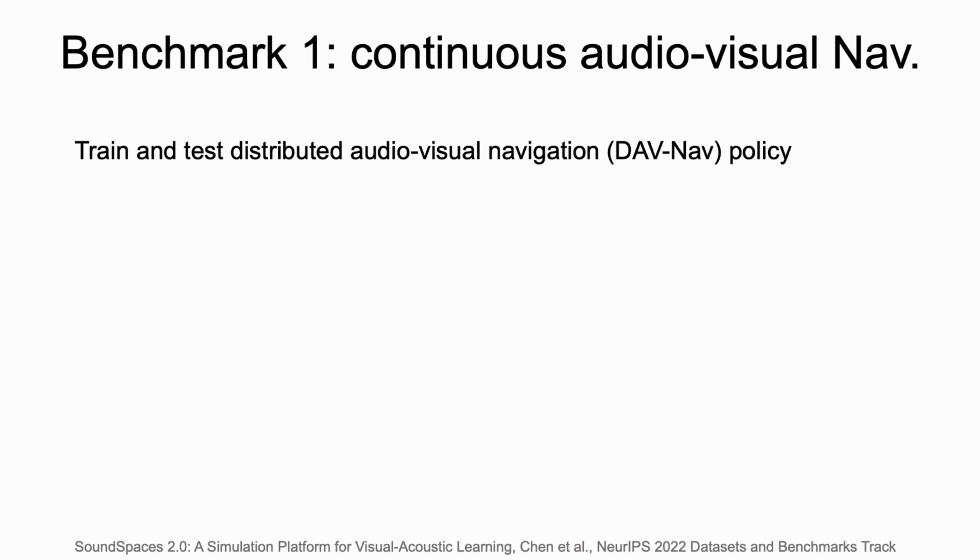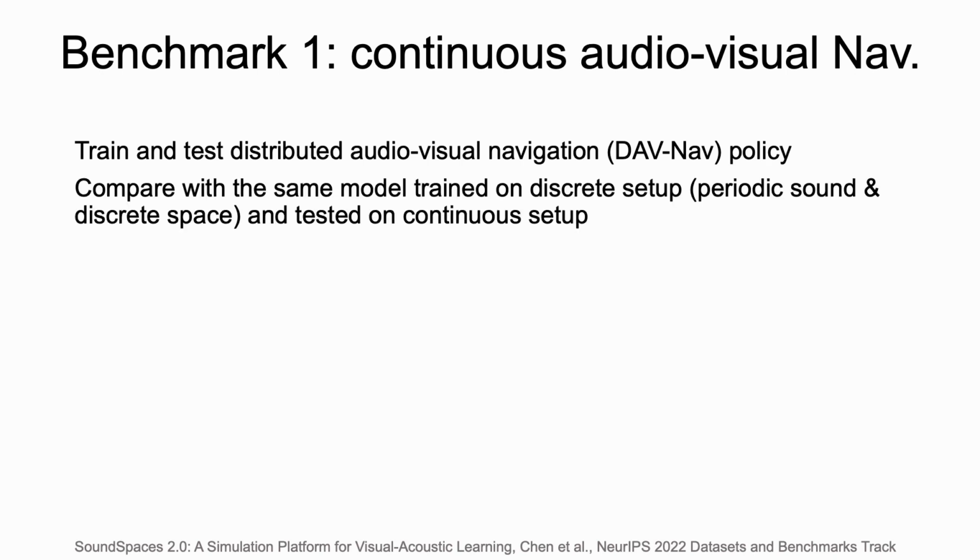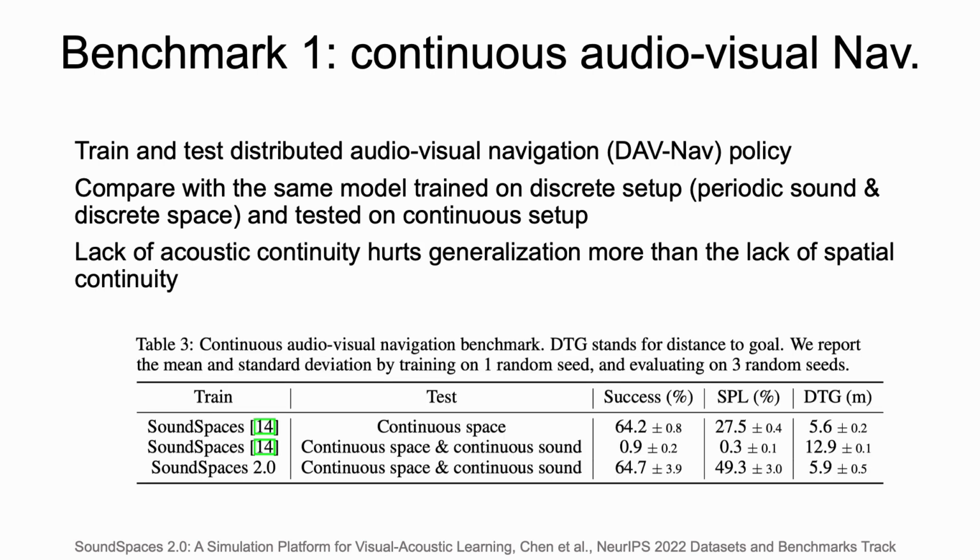We train and test a distributed audiovisual navigation policy, and we compare with the same model trained on a discrete setup and test it on a continuous setup. We show that lack of acoustic continuity hurts generalization more than the lack of spatial continuity, and training in a continuous environment leads to the best generalization.